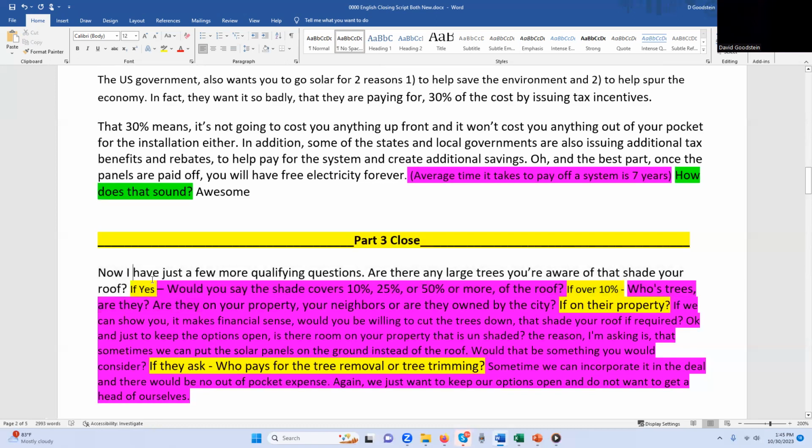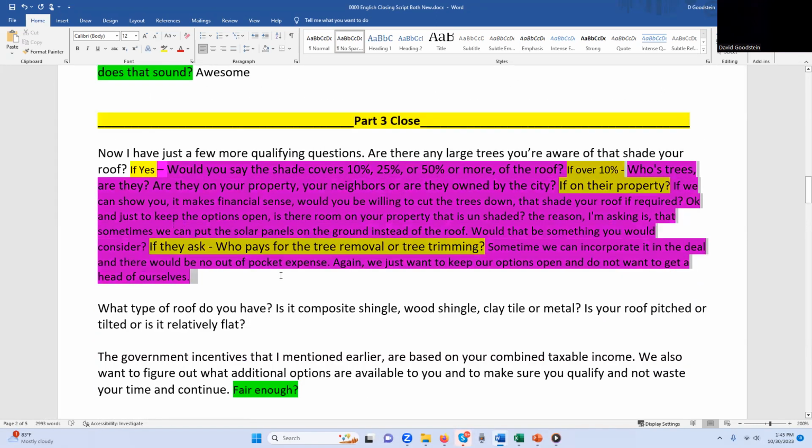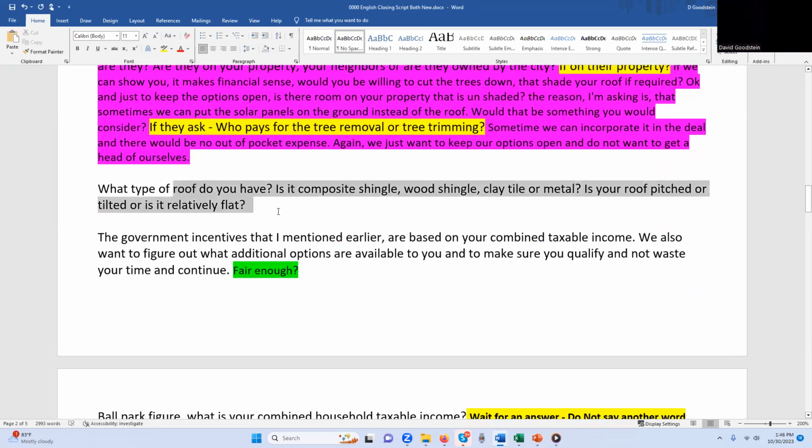So you're going to continue. Now, I just have a few more qualifying questions. Are there any large trees that you're aware of that shade your roof? If they say yes, this is what you need to say. If they say no, continue. What type of roof do you have? Is it a composite shingle, wood shingle, clay, tile, or metal? Composite. Okay. Is your roof pitched, or is it tilted, or is it relatively flat? We're starting out with the easy questions first and building upon that.